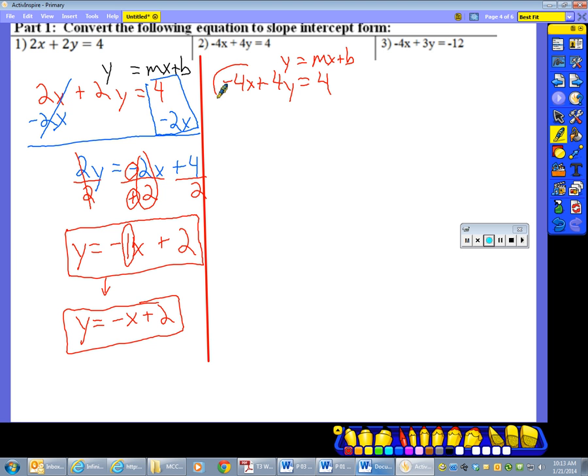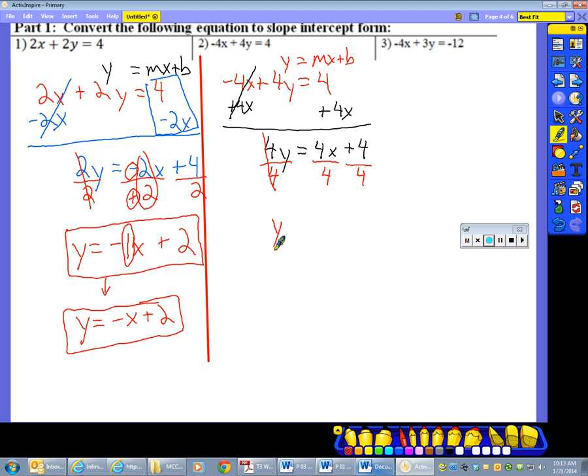So that means I want this guy to go away, the negative 4x. Well, the opposite of negative 4x is adding 4x. So I'm going to add 4x here, and then I need to add 4x on this side, and that leaves me with 4y equals 4x plus 4. See, remember, they're not like terms, they have to stay separate. And then I'm going to divide this side by 4 to get y by itself. And I have to divide everything on this side by 4.